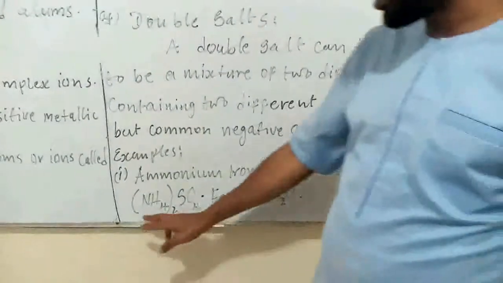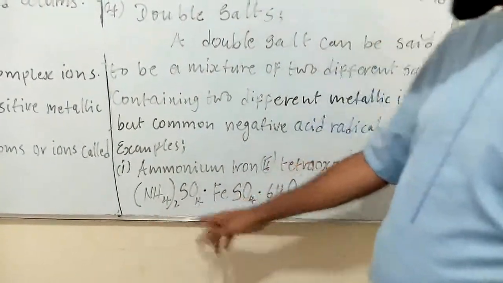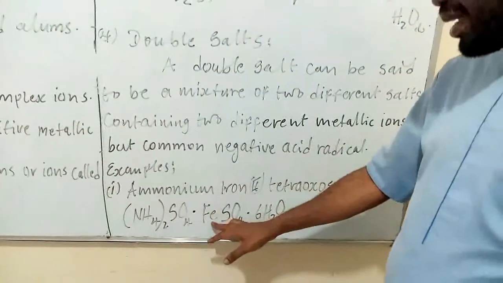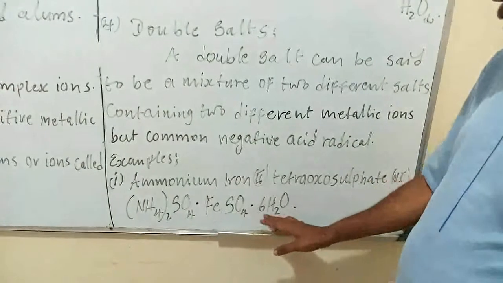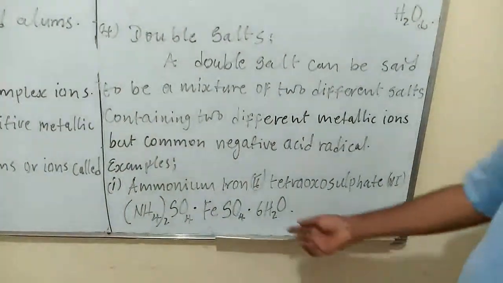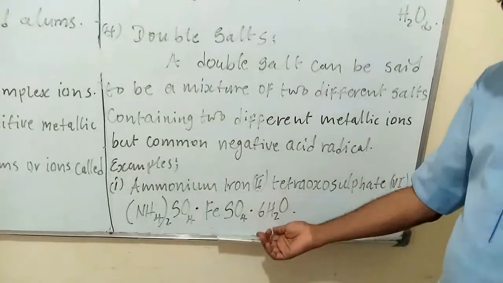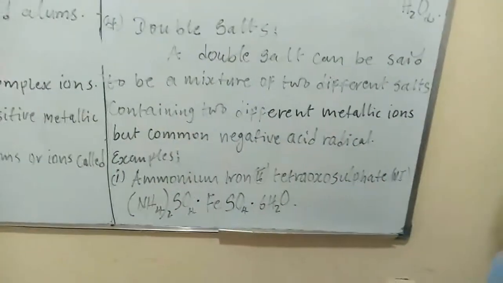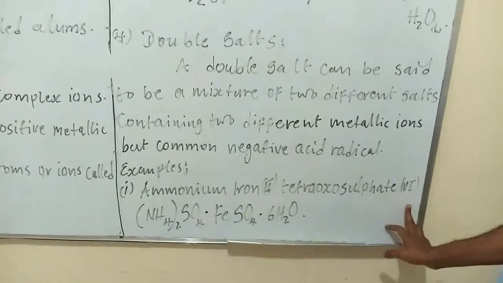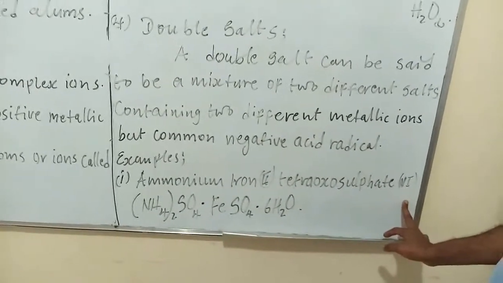Ammonium, this is (NH4)2SO4.FeSO4.6H2O. That's a crystalline salt. It contains water of crystallization. Okay, ammonium iron(II) tetraoxosulfate(VI) is a typical example of a double salt.